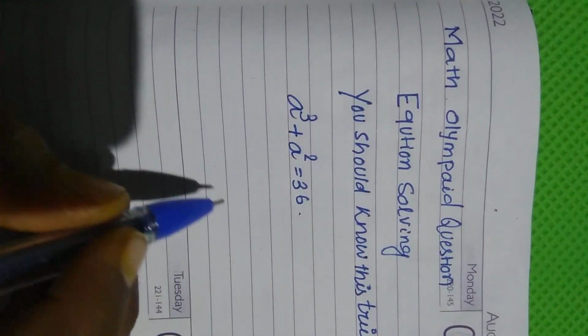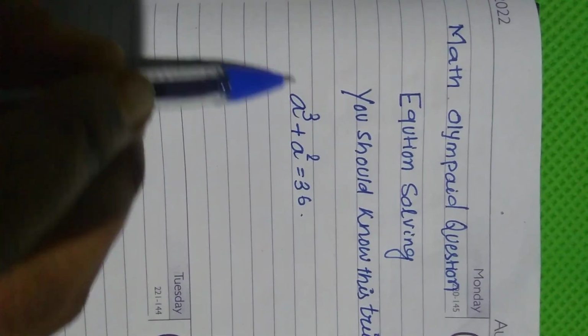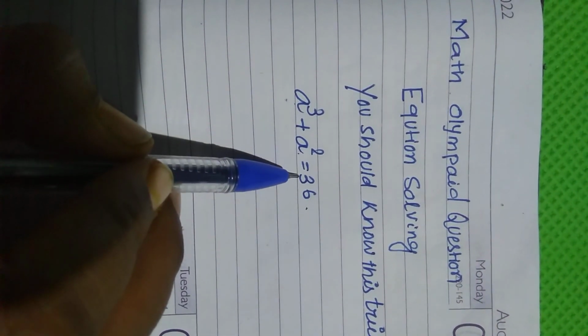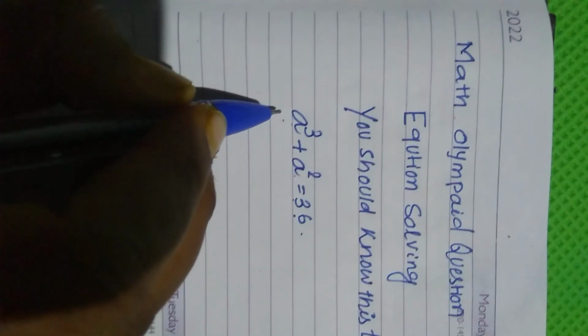We are going to solve one math Olympiad question, in which we have to solve an equation: a cube plus a square equals 36. So how do we solve this for the values of a?